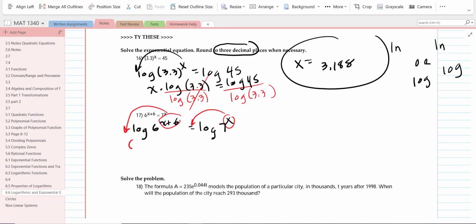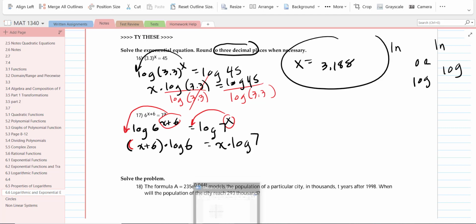So what you get is parentheses. That's a mistake that I saw several people make. You have to have x plus 6 in parentheses because it has 2 terms, times log 6 equals x times log 7, like that. Okay? All right? Make sure if you don't have parentheses around x plus 6, you need to do that now and get that in there.